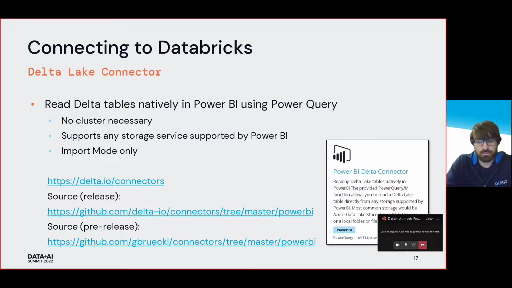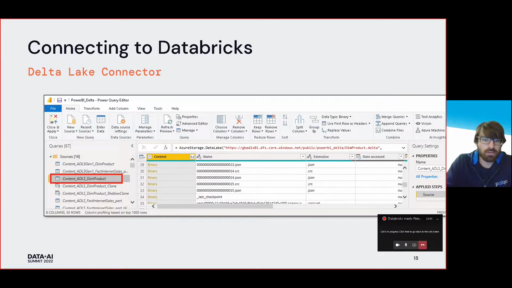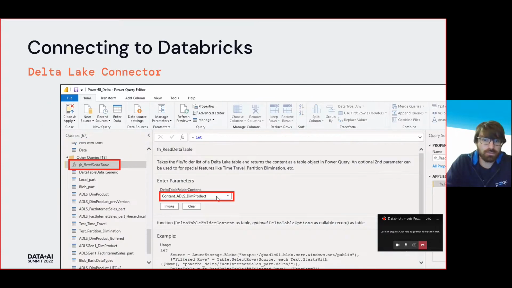It basically allows you to connect: you provide it with the source path of your Delta table on the data lake store or the blob store, and then pass the content of that folder into the custom function that is basically the Delta Lake connector. So in this example, as you can see on the screenshot, we are connecting to a Delta table that's stored on an Azure Data Lake Store Gen 2. You need to provide the path at the top, and then feed this table that contains all the files into the actual function.